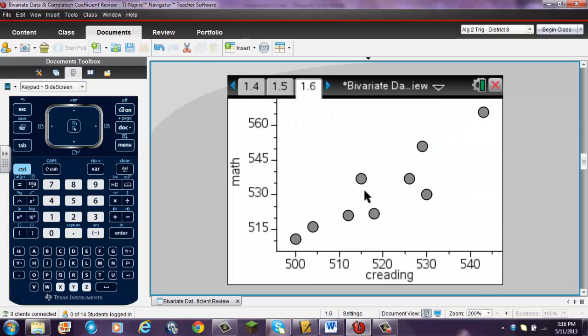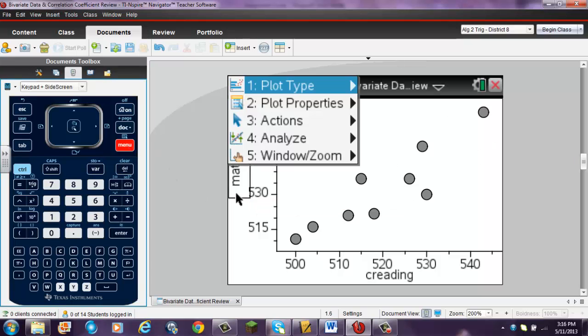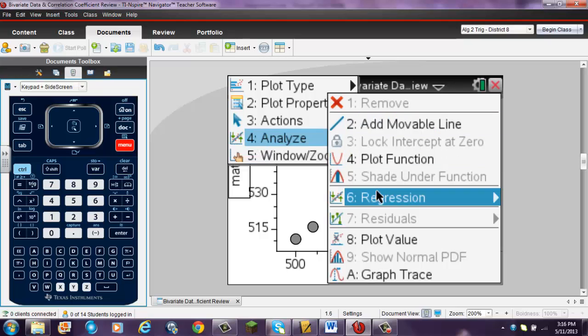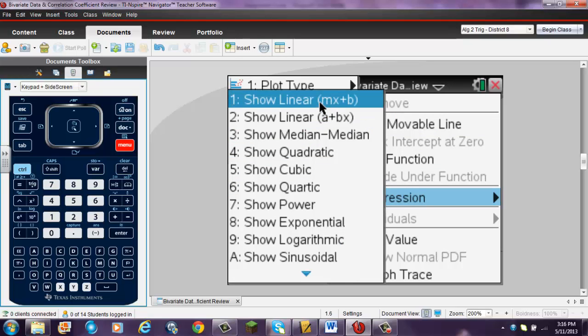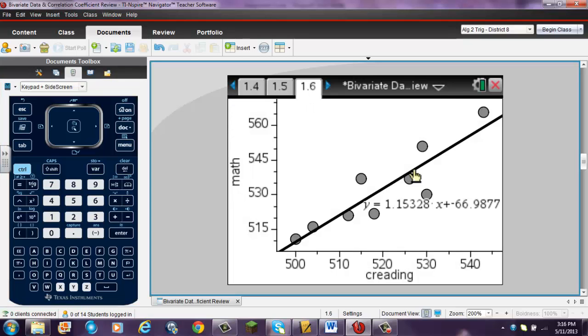For the sake of review, oftentimes in this class you will want to model that data with an equation. So from your graphs page, you push Menu, Analyze, Regression, and in this case we're pretty sure it's linear. We'll go with mx plus b in this course, and there's the line that best fits the data. Y equals 1.15-ish x minus 66.99 or so. Alright, moving on.